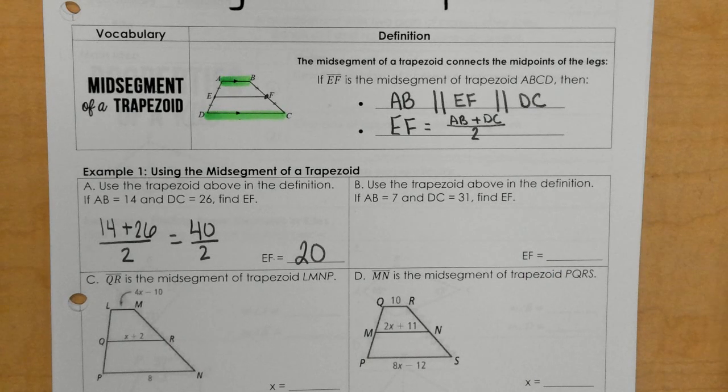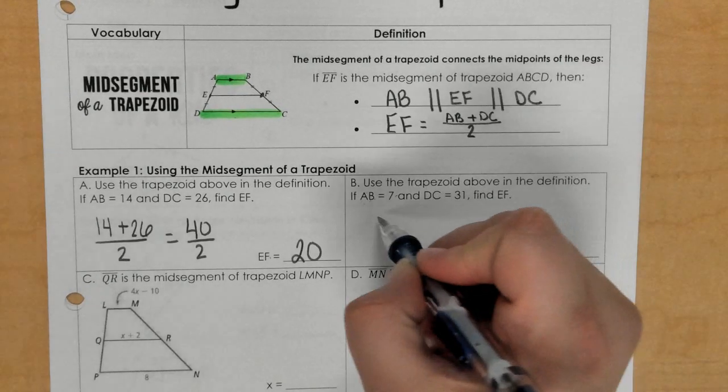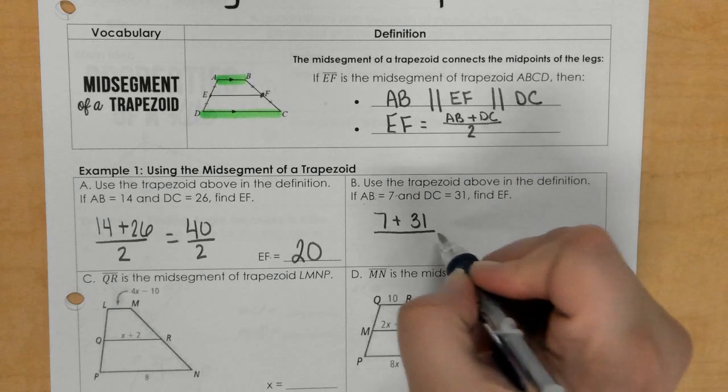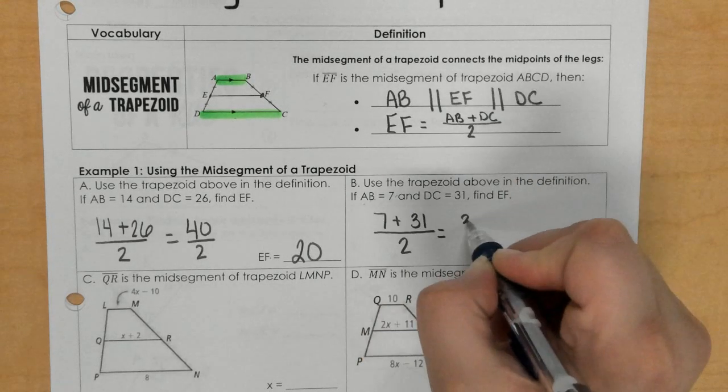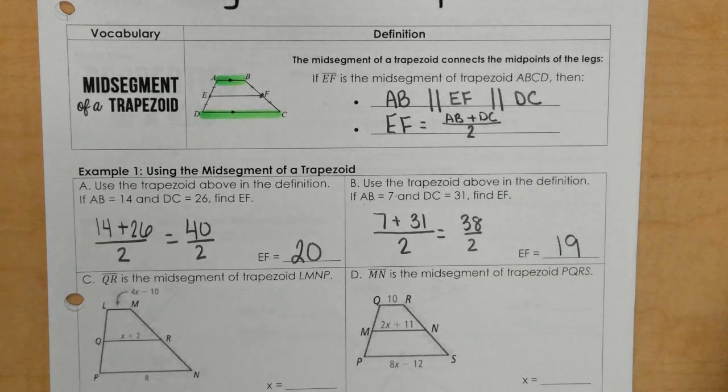Now in part B, same idea. We have AB is 7, DC is 31. So we add and divide by 2, and we get 38 over 2, which is 19. Okay, so average of the bases.